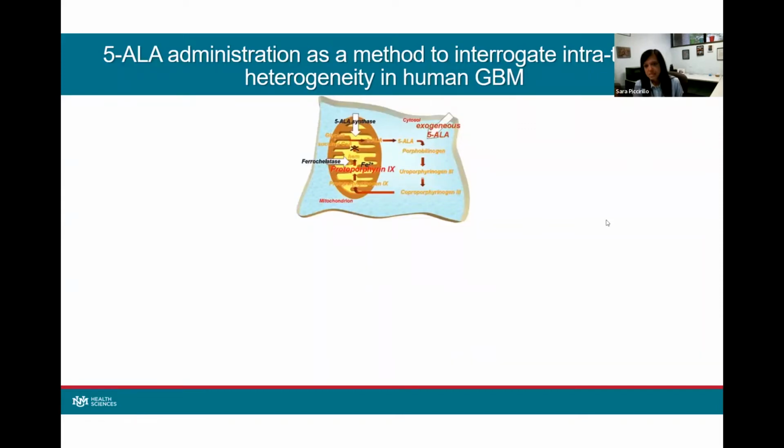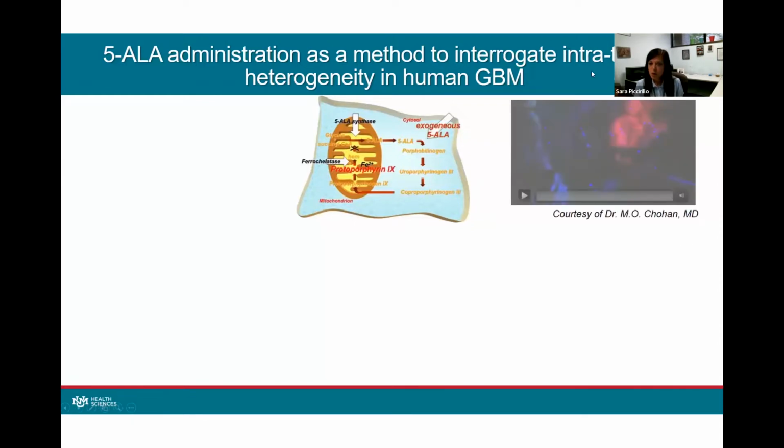What happens is that 5-ALA, through a number of steps, gets converted into protoporphyrin 9, and protoporphyrin 9 has fluorescing properties, such that during surgery, if you use a blue light, you can see the tumor becoming pink.